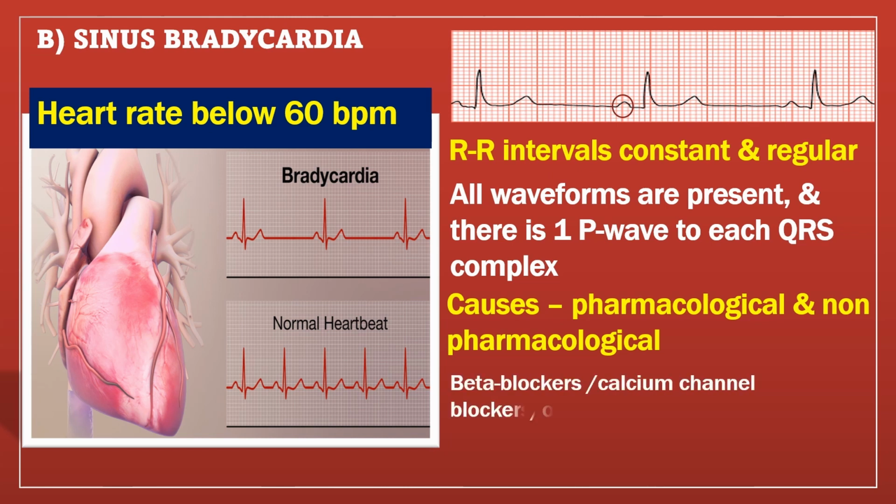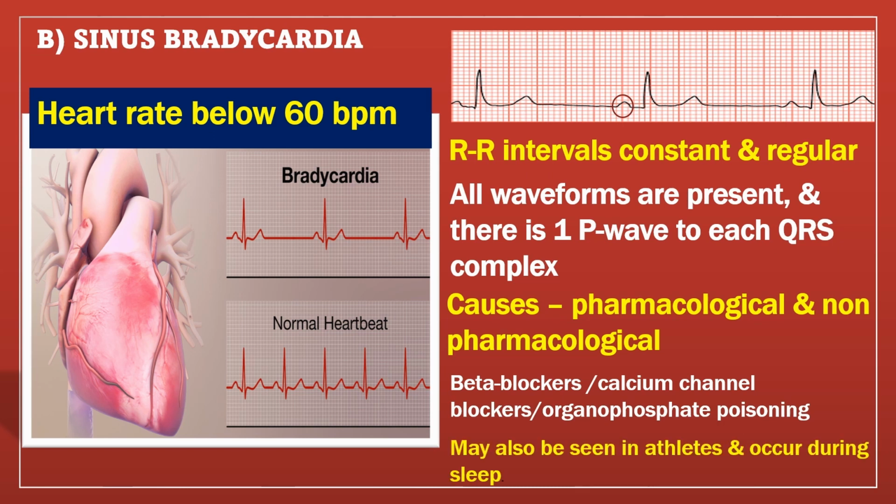People taking beta blockers, calcium channel blockers, and in case of organophosphate poisoning, bradycardia may occur. These are the pharmacological reasons, whereas it can be seen in athletes and may also occur during sleep in some patients, which is non-pharmacological. If the patient is asymptomatic, then no active intervention is required.